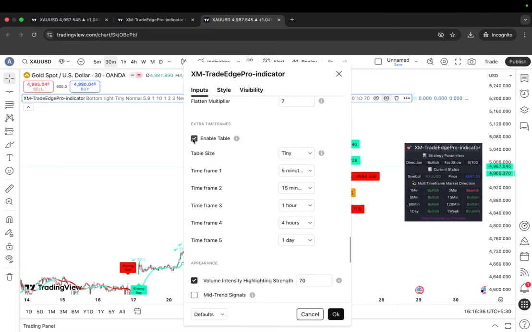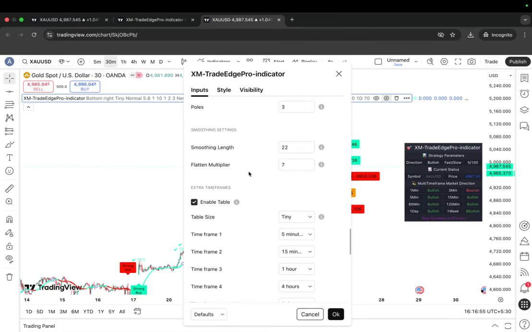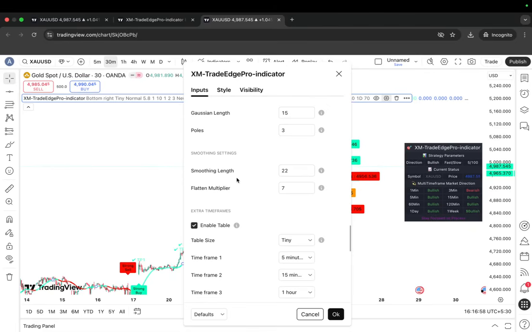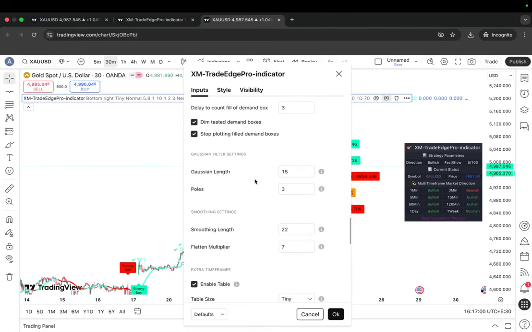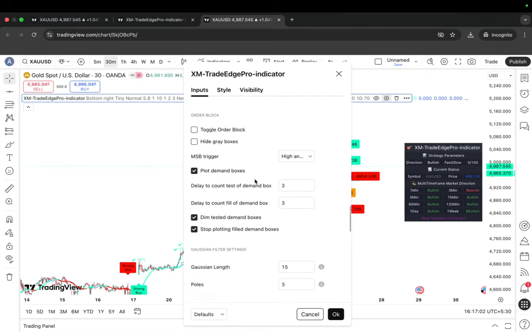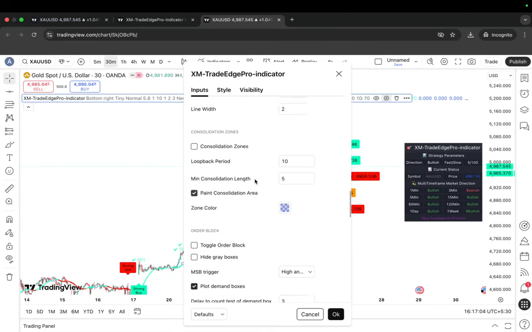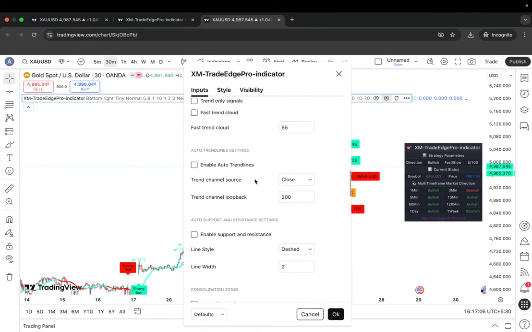Within this enabled table, there are certain time frames which we are presenting. You can customize this if you don't want it. So 1 minute, 3 minute is standard. If you don't want these, 5 minute, 15 minute, 1 hour, or 4 hour, you can change the time frames, and this table will get updated as per your required time. You don't have to change the smoothing and factor multiplier. This is already set up in the best possible way.